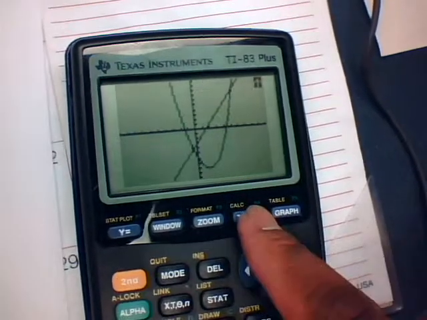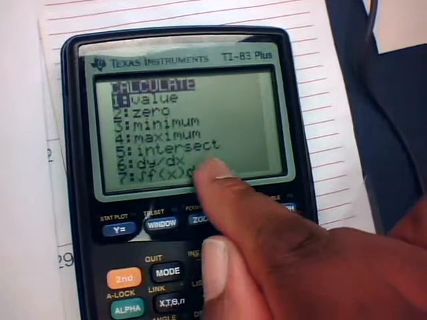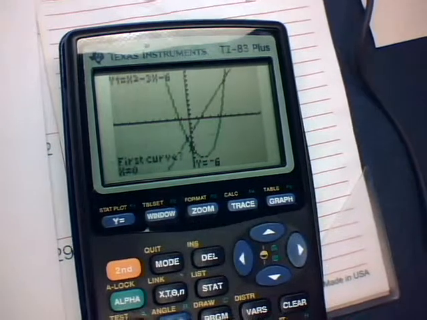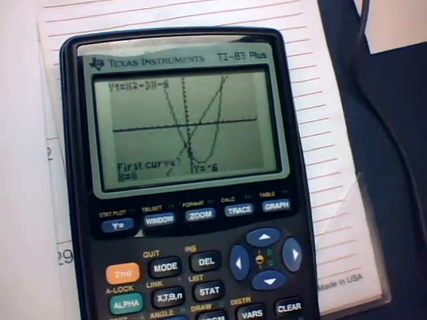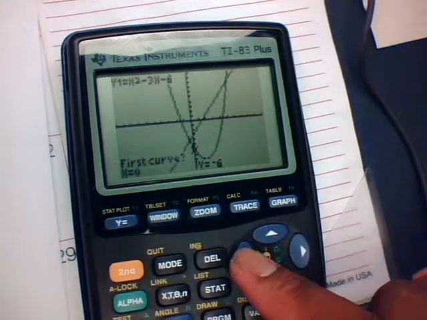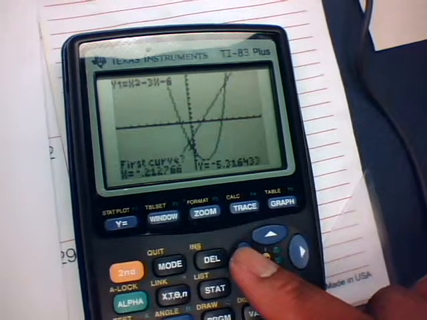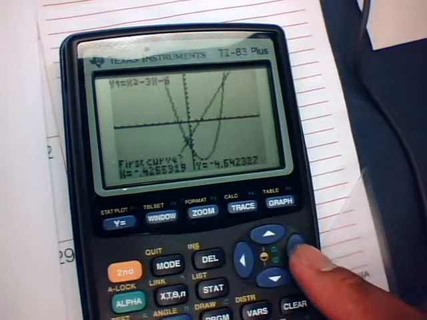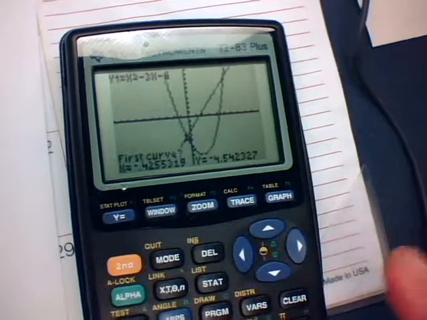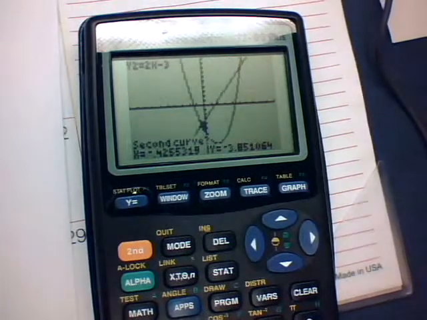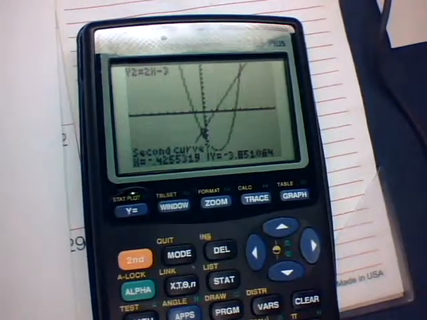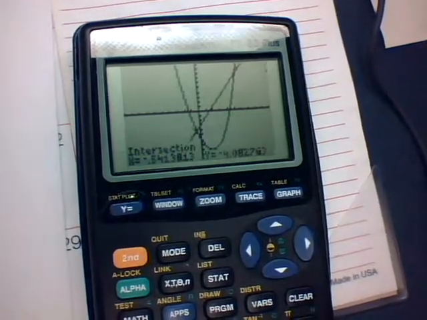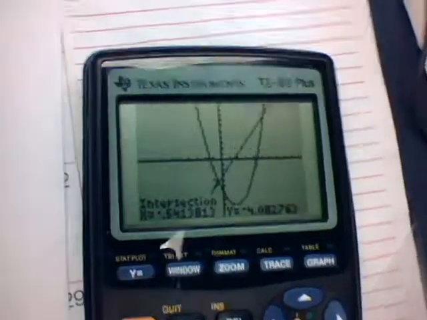So let's press second and trace. This time we're going to select number 5, which is intersect. So select number 5, and it says first curve. What you want to do is put the blinking cursor as close to that first point of intersection as you possibly can. Just put it close enough to it. And then press enter once, then press enter twice, then press enter a third time. And that will give you your first point of intersection.